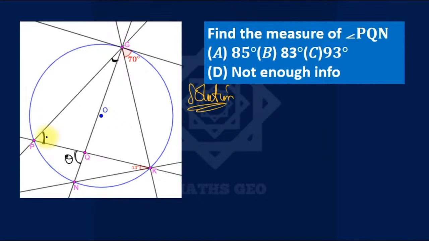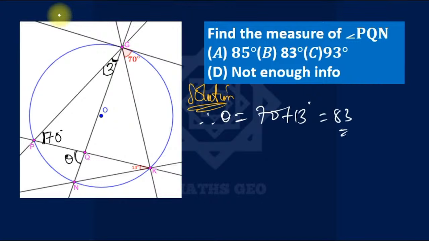and from the diagram, we see that P will be 70 degrees. Yes, based on alternate segment theorem. See, this is 70, this should be 70. And by Bose theorem, if here is 13, this is also 13. So without wasting time, theta is now by exterior angle 70 plus 13, which is 83. That's option.